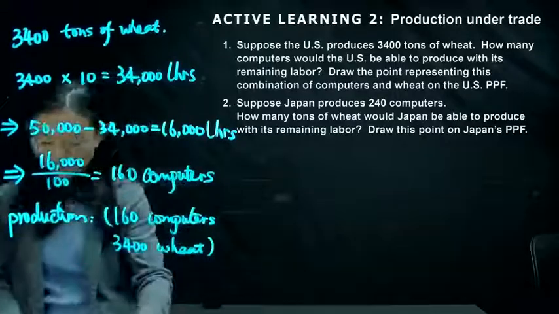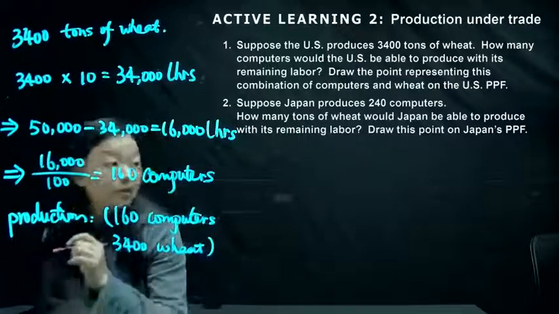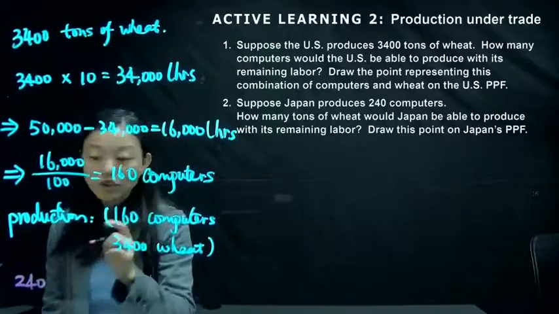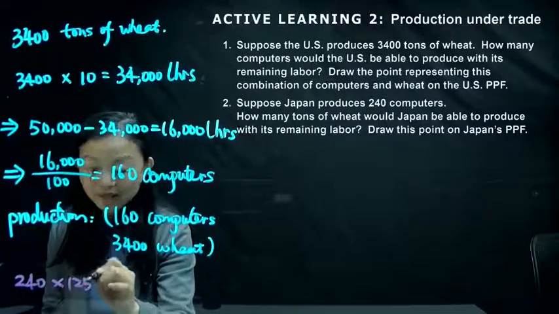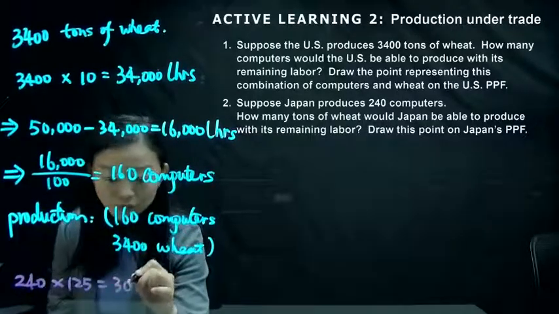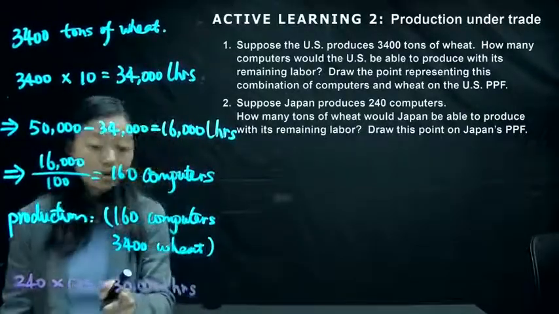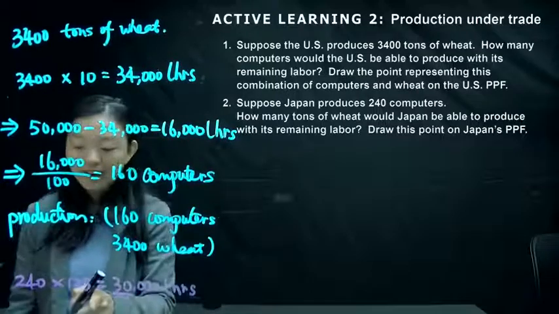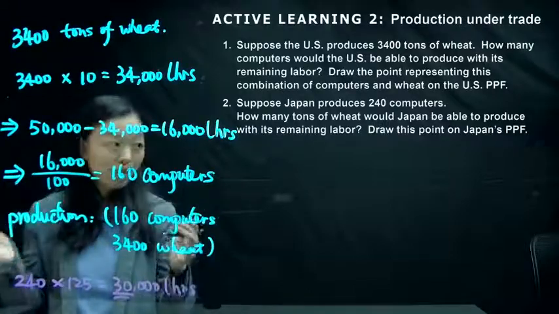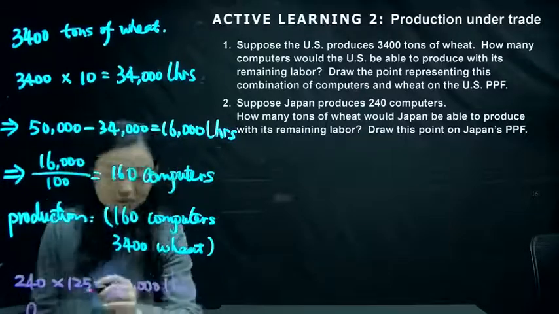So for Japan, I can write down something here, okay? For Japan, we notice it will have 240 computers, right? And each computer requires 125 labor hours, which means for those computers' production, it will use up all the labor hours in Japan, right? Because Japan is assumed to have 30,000 labor hours in total. Producing 240 computers here will use up all the labor hours, which means Japan will have 0 tons of wheat. So 0 wheat.